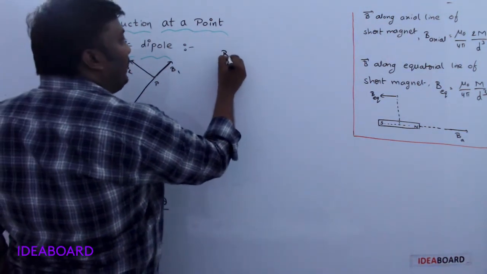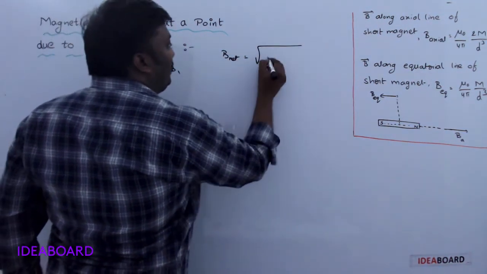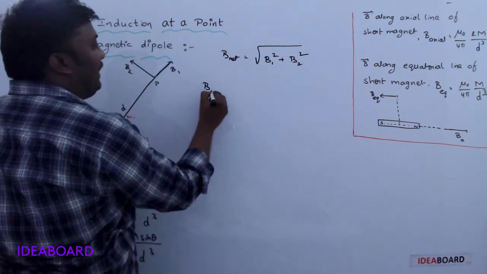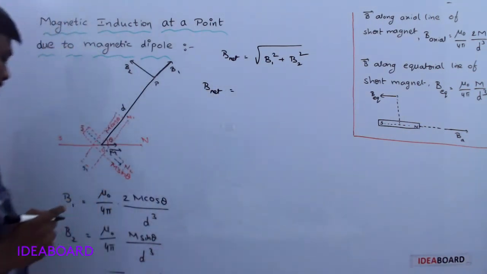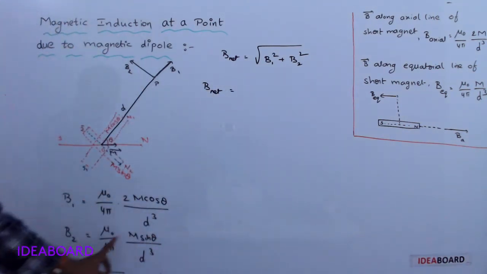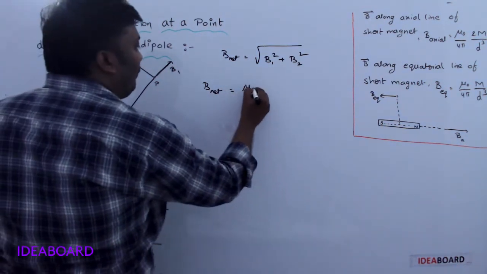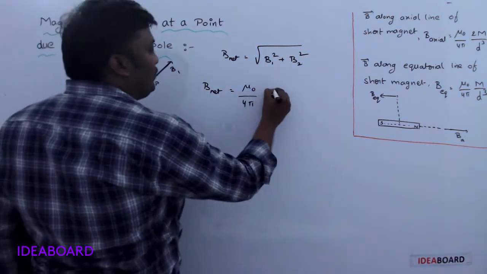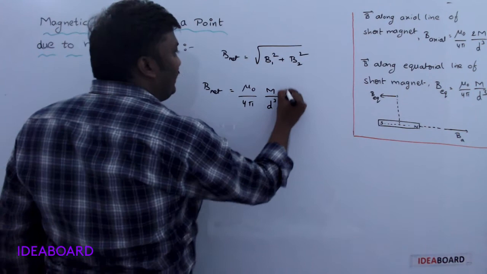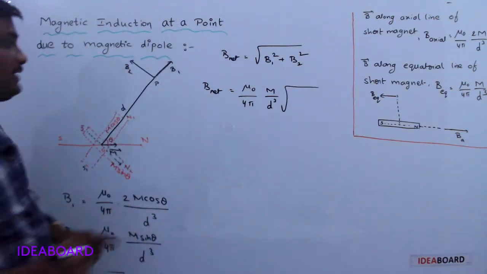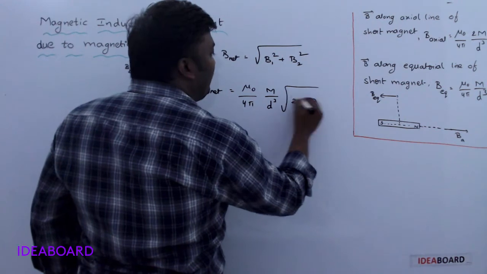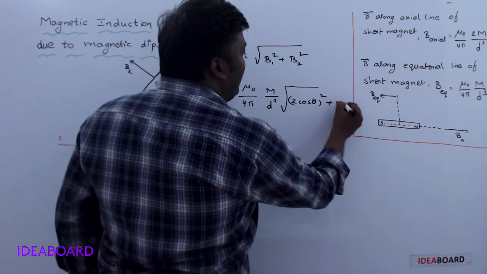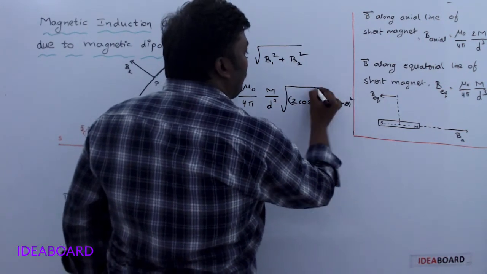That's why the net magnetic field is under root B1 square plus B2 square. So what is the value of the net field at point P? Mu naught by 4 pi is common, and m by d cube is also common, so take m by d cube outside the root. Here 2 cos theta whole square plus sin theta whole square.